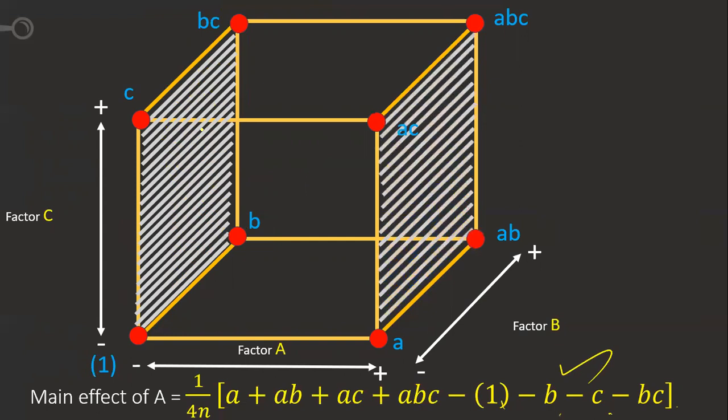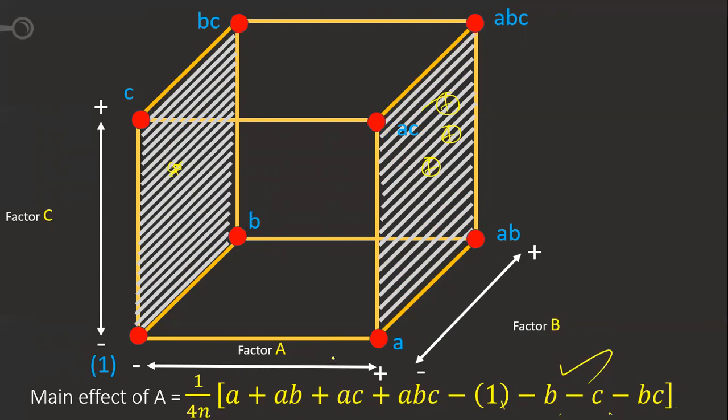Similarly, when I go for this, this is the positive phase. This is the highest value. So whenever my experiment has the highest value, it will lie here. Whenever it's a lower value, it lies here. Similarly, this is for factor A.